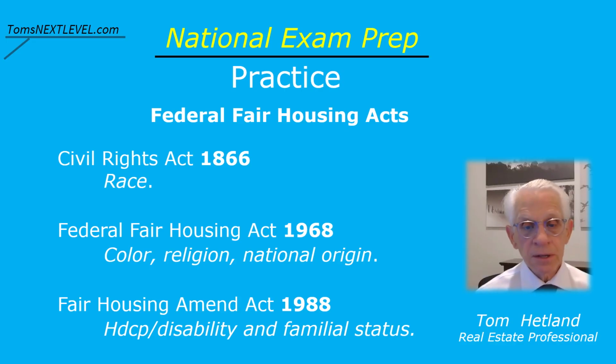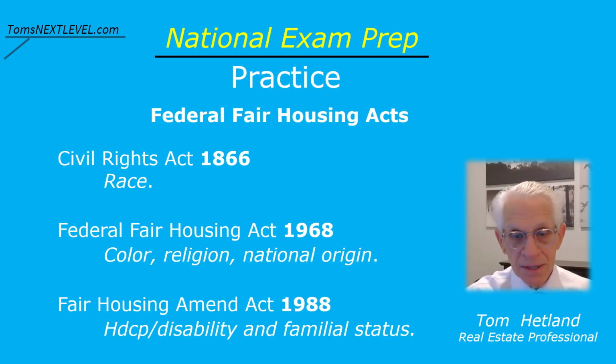First of all, let's take a look at some of the dates. They may ask you about these key dates on the test, so do your best to commit these to memory. Writing them down, making notes, is really going to help. The Civil Rights Act of 1866 covered one protected class, and that was race. That was all the way back in 1866. Then in 1968, some protected classes were added. They may phrase the question that way: which protected classes were added to the Federal Fair Housing Act in 1968? You have color, religion, and national origin. Then there was another update in 1988.